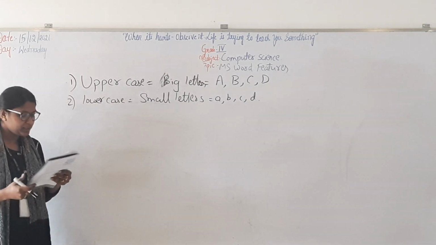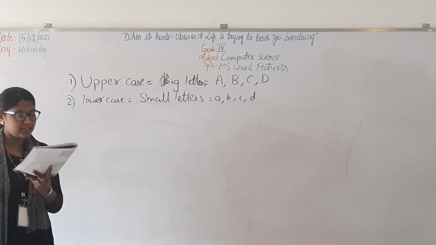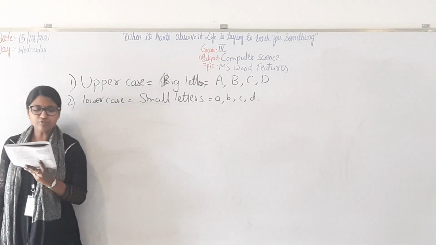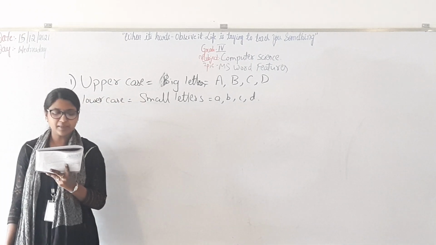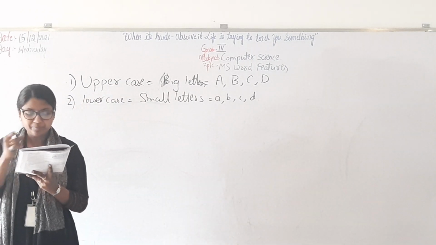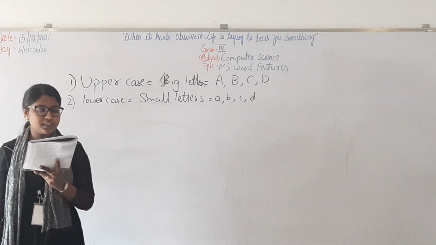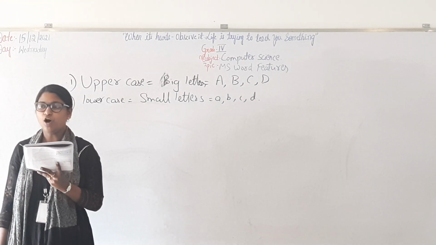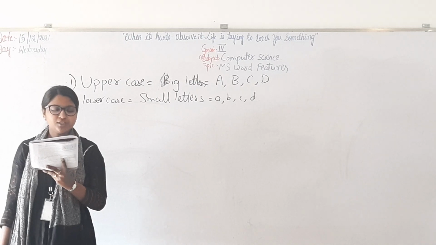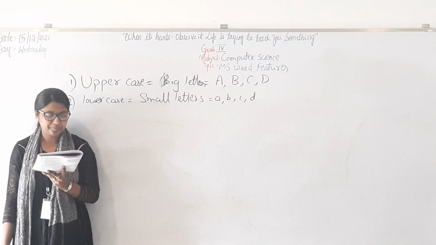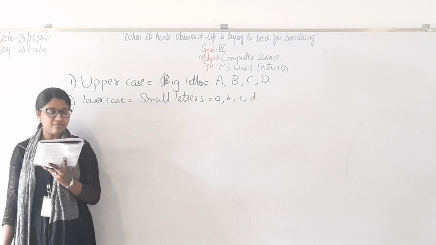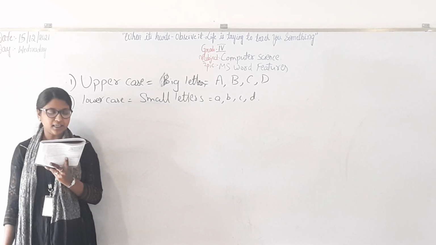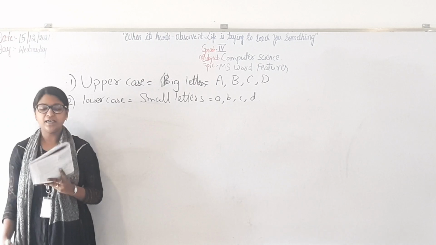Then in MS Word we have change case. Microsoft Word 2007 allows us to change the case of alphabets in the typed text of a document. It offers 5 choices for changing text case. So how many choices do we have? 5. The first one is sentence case. MS Word will capitalize the first letter of the first word in every sentence in the selected text, just as we do while writing a sentence.